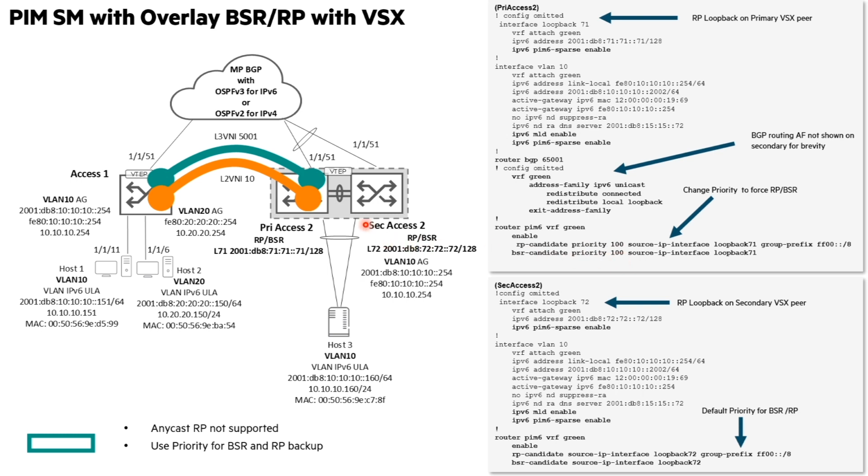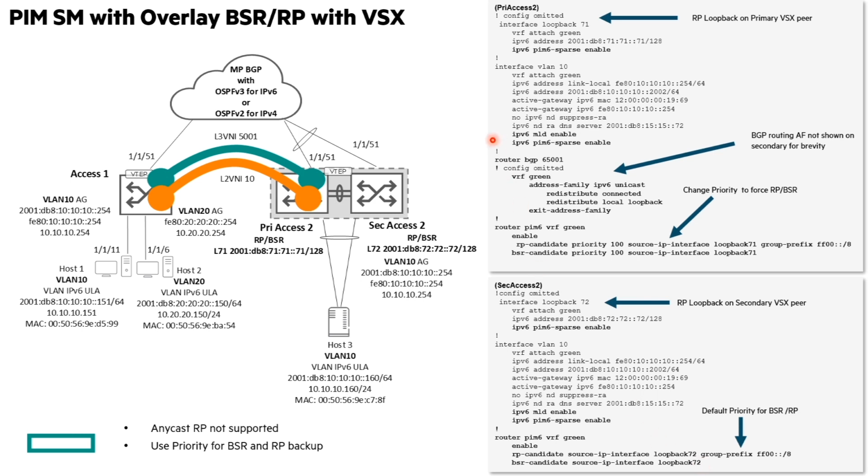And then on the secondary switch, I have defaulted the priority, as in not added any, and that will become my backup. Now also you will have to define a different loopback for each of those, which makes sense if there was a failure of one of those switches.